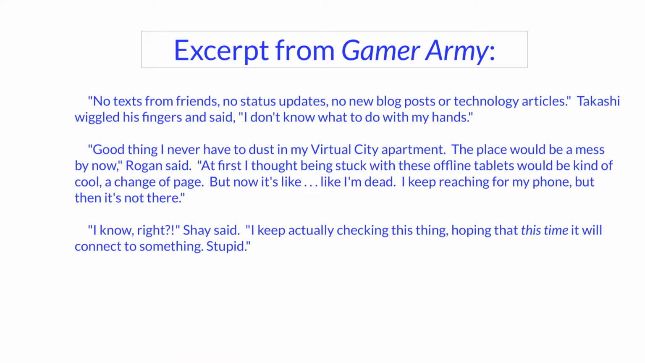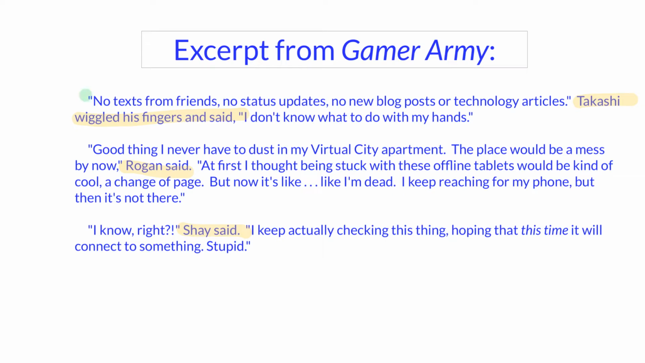Here we have an excerpt from Gamer Army. Recall the word excerpt means a portion from something, and so this is a portion of dialogue from the book Gamer Army. You have three different characters speaking, and what I'm highlighting here in yellow are the dialogue tags, the three different characters. The dialogue tag simply tells who is talking. The dialogue itself is what is in actual quotation marks.